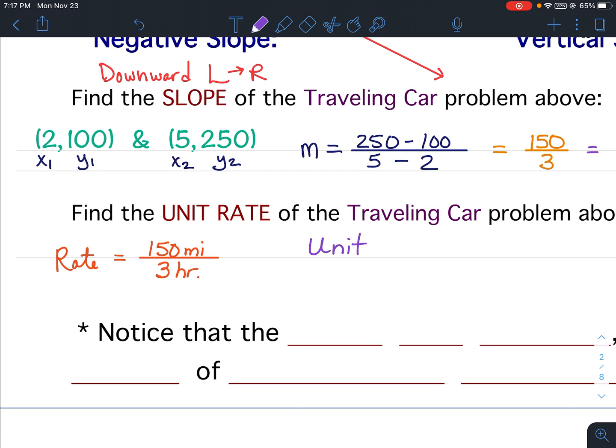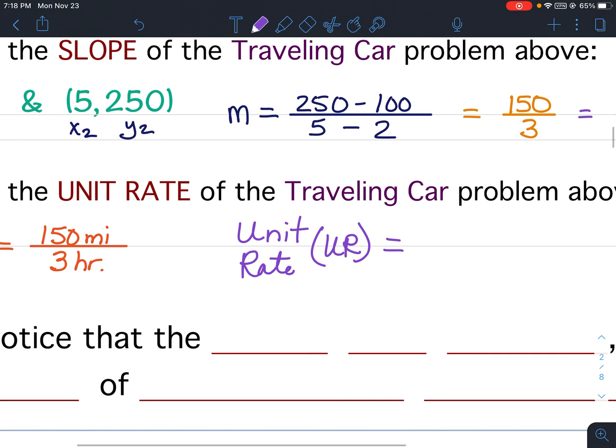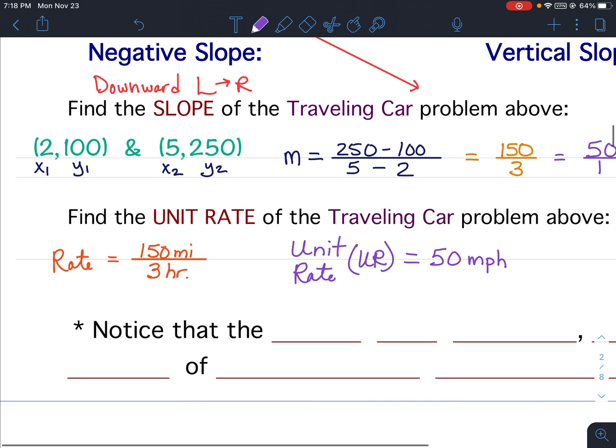Go ahead and write unit rate like this. But from this point forward, I'm never going to write out unit rate. We're going to put UR for unit rate instead. We'll use the letters UR to represent the unit rate. So my rate was 150 miles in 3 hours. The unit rate would be to simply take 150 and divide it by 3, and that would be 50 miles per hour. So my unit rate is 50 miles per hour.